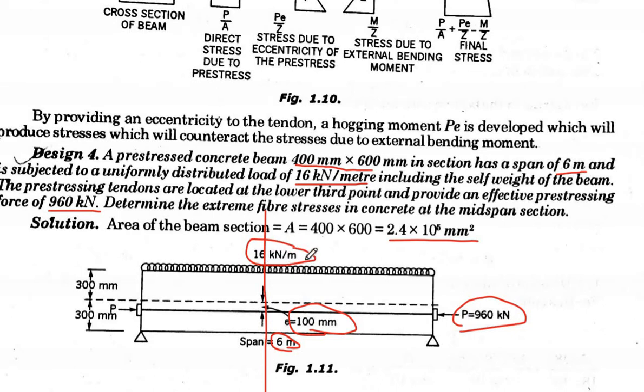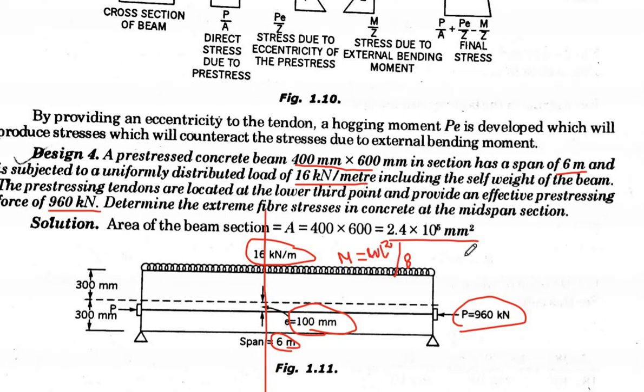This is a UDL of 16 kilonewton per meter. That means if we calculate the moment here due to this load, it will be how much? M is equal to WL square by 8. So we can calculate the moment, and therefore due to this moment what will be our stress?